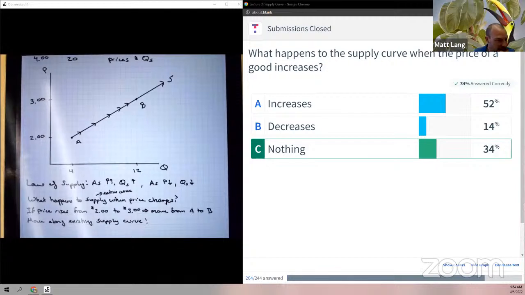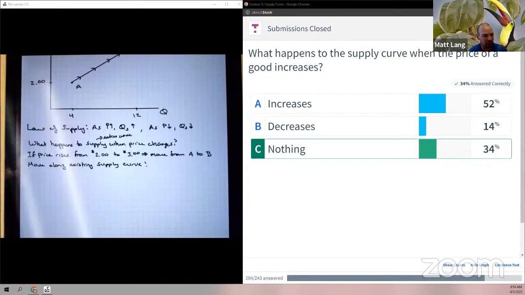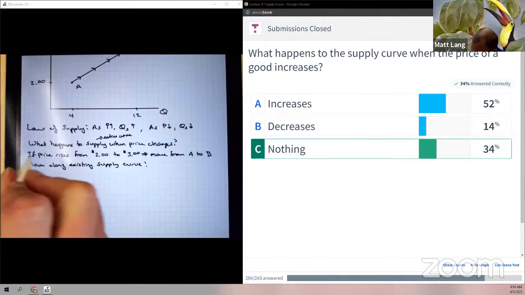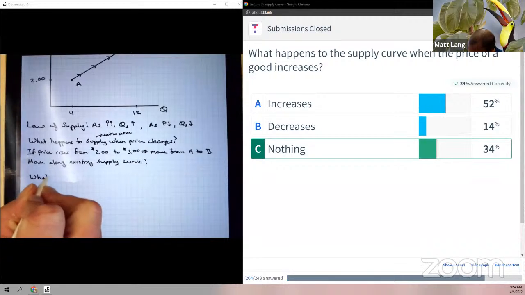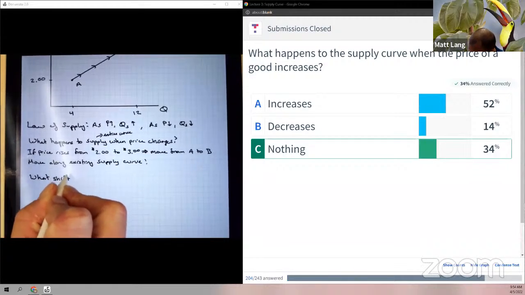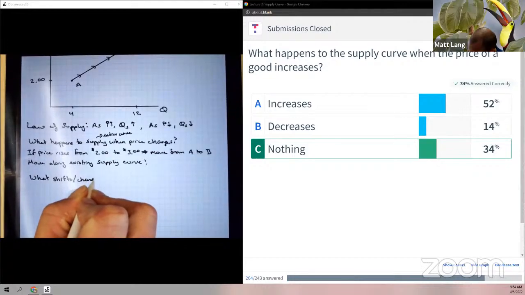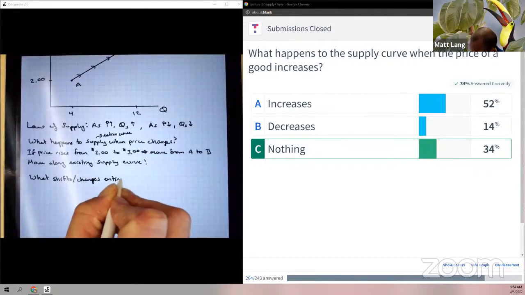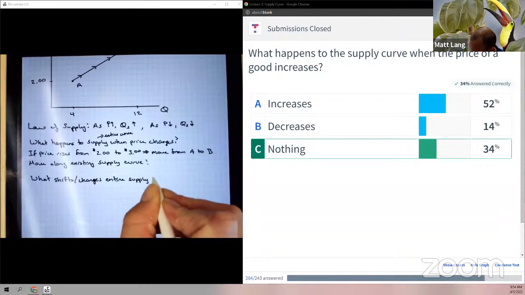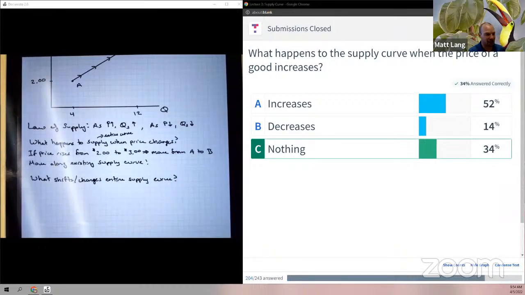Another point. Let me see, I want to make sure I got everything. These are great questions. Both Tiffany and Kiana asked, wait, hold on. If price doesn't change our supply curve, if price is not changing our supply curve, we just essentially move along that curve, we've got to ask the question: what shifts or changes the entire supply curve? That's what this leads to.